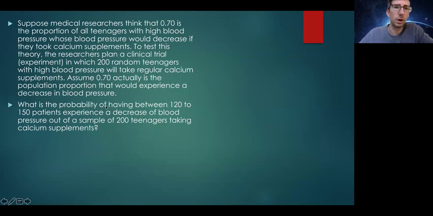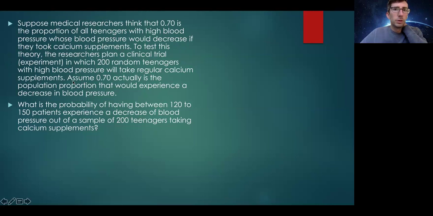So it wants us to find the probability of having between 120 to 150 patients experience a decrease in blood pressure out of a sample of 200 teenagers taking calcium supplements. So this is what a lot of problems in stats look like, right? There's quite a bit of info, and you've got to figure out what you need from the information they give you to answer the problem.